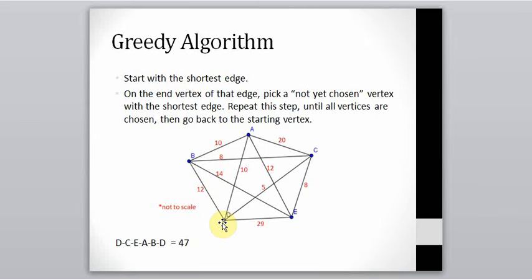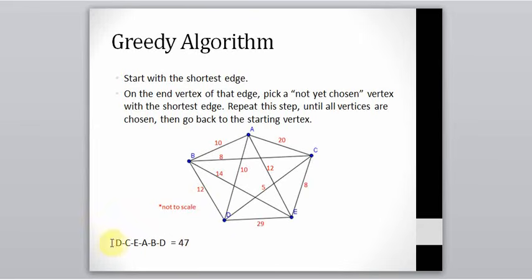So if you add the measurements of the edges, from D to C, that's 5, plus C to E, that's 8, plus E to A, which is 12, A to B, which is 10, B to D, which is 12. The sum is only 47.